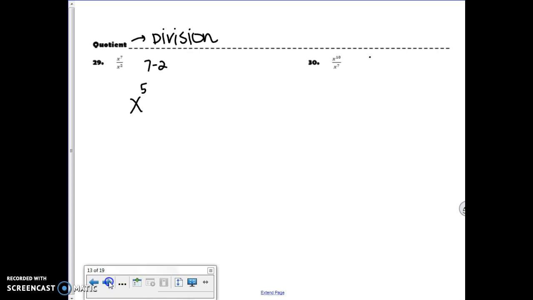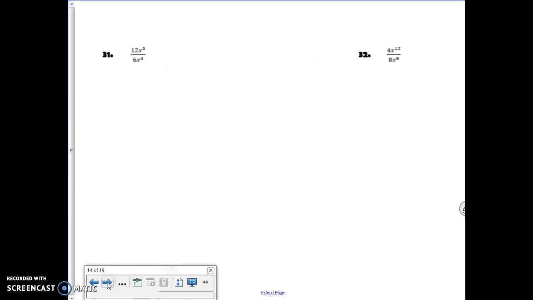Number 30, same thing. You're just subtracting the exponents. So 10 minus 7 tells me it would be x to the positive 3. That is all that we're doing for those. Let's take a look at the next examples. Same things. Now we've just got some numbers thrown in there, but I don't even really want to worry about those right now. Let's look at the exponents.